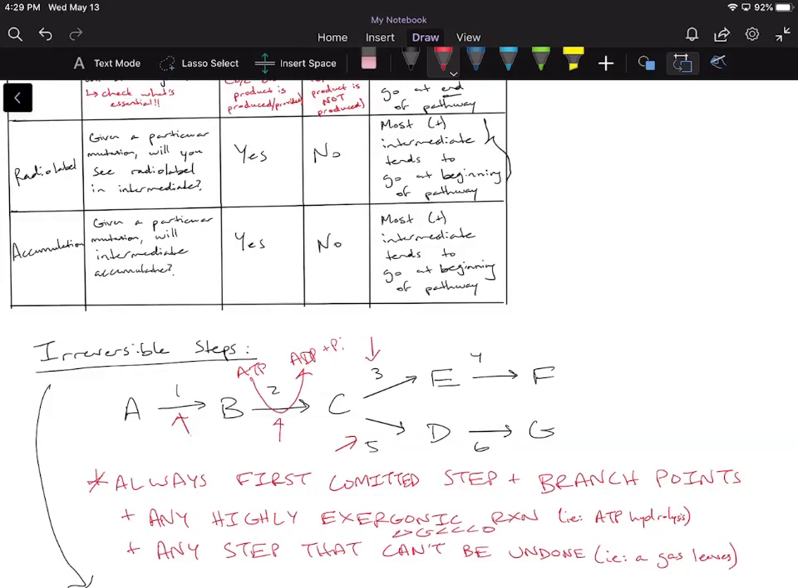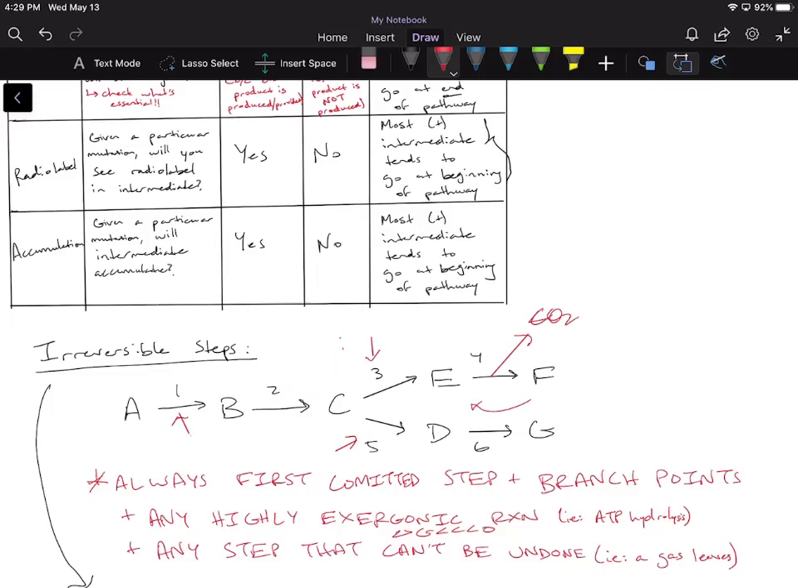So it's not only the first committed step and branch point, it could also be any step that's highly exergonic, and also any other step that can't be undone. For example, if we had another step where we had a gas leave as a byproduct. So for example, let's say in this step, we had CO2 leave. So in our body, we breathe out CO2, so the CO2 is going to leave the body, and we can't go backwards from here because then we'd need to capture the CO2, but gases are going to be leaving.